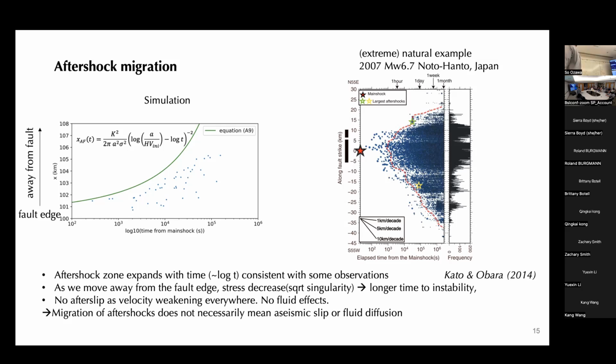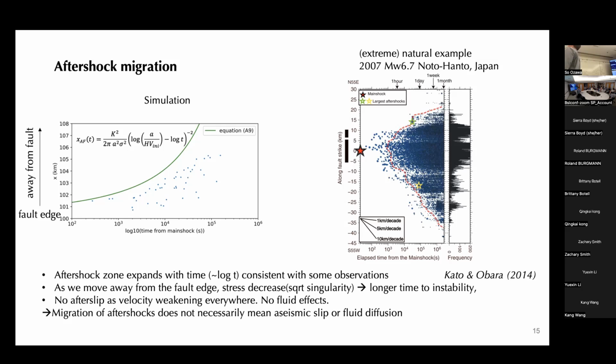And in the rate-and-state friction idea, the time to nucleate an aftershock depends on the initial stress, and it decreases with increasing initial stress. So if we have smaller stress, it takes a long time to get instability. So this combination explains the apparent migration or expansion of aftershocks.